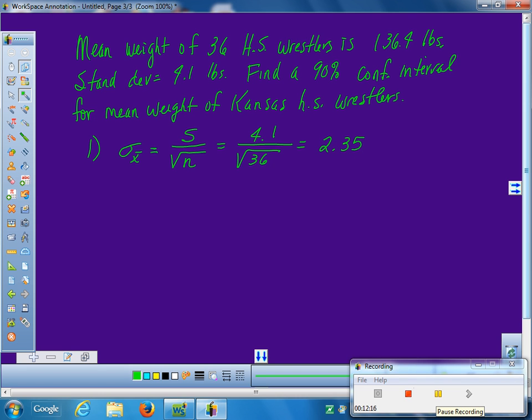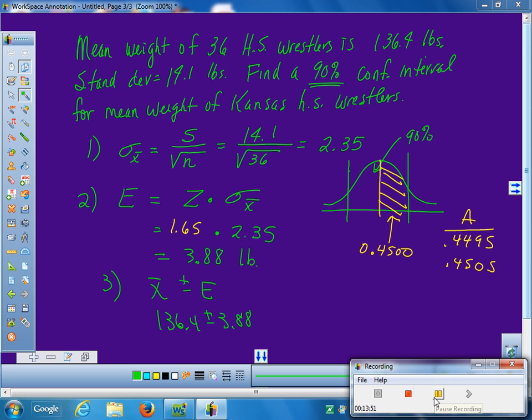So the standard deviation of your sampling distribution, your standard error, is 2.35. That's all you care about. Standard error is 2.35. Okay. Step 2 was to calculate the margin of error. And you have to have the margin of error formula. When you were writing that, you're using the 2.35 because that's what you know.